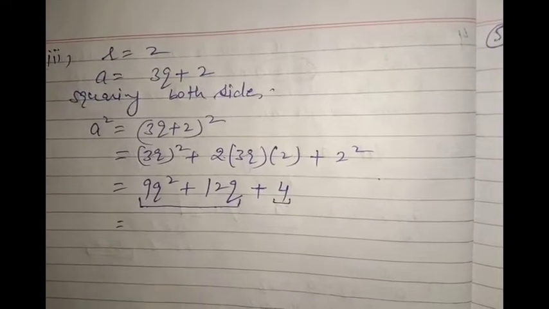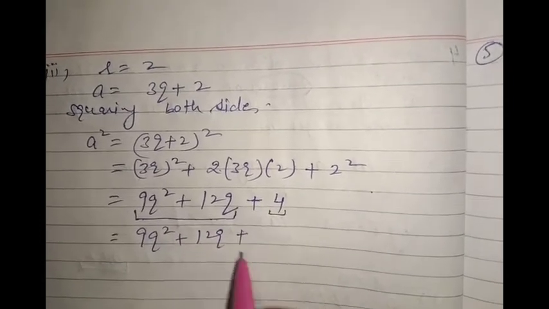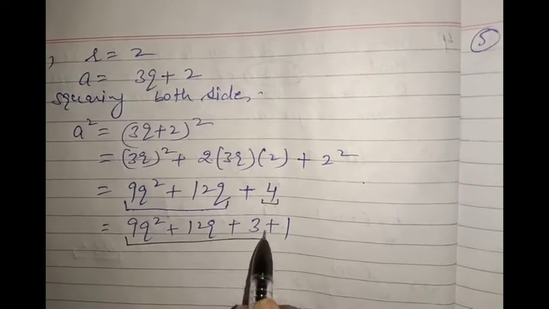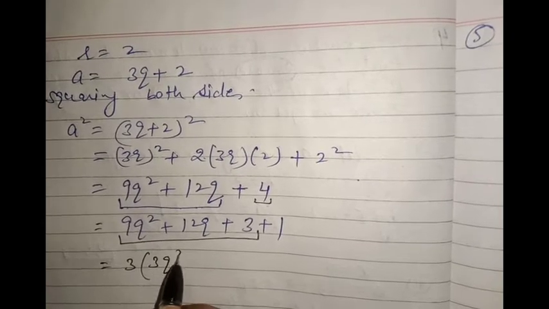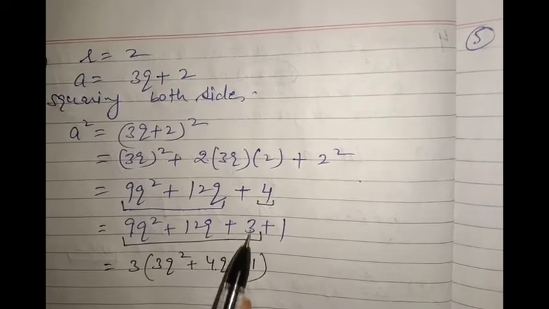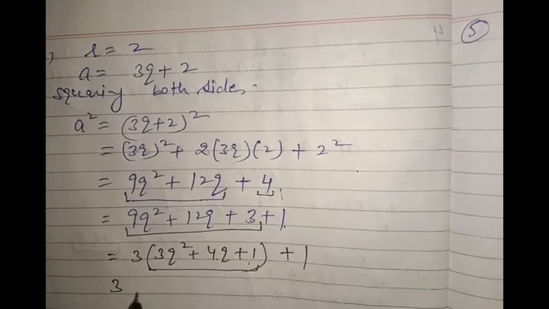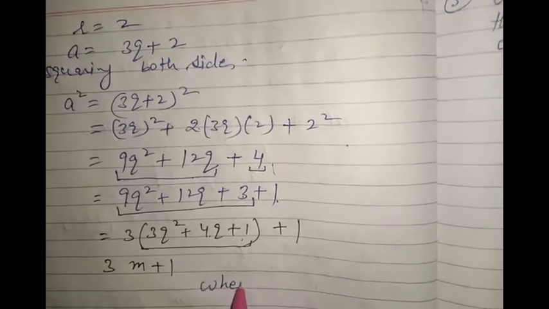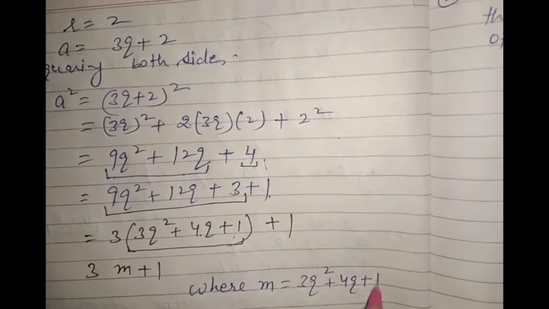So in the next step, this 9q square is as it is, 12q as it is. This 4 can be written as 3 plus 1. And from these 3 numbers we can take 3 common. So 3q square plus 4q plus 1. After taking common, it's 3, it's 4, it's 1, and this one as it is. This again we'll suppose as m. So this will be 3m plus 1, and we'll write where m is equal to 3q square plus 4q plus 1.